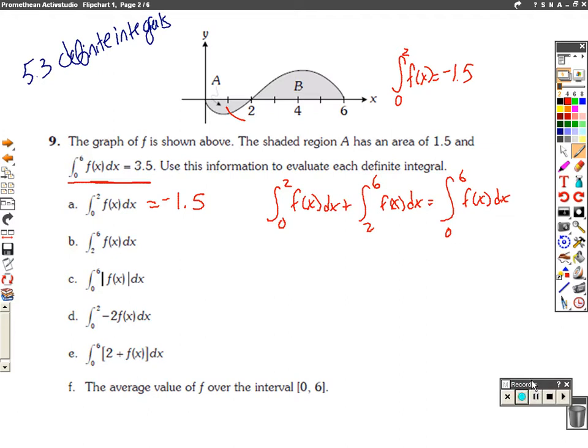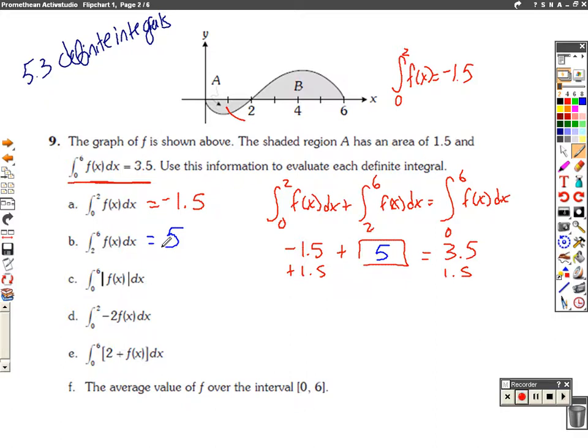All right, so let's plug in the numbers we know. We just said this was negative 1.5. This is the one we're looking for, so I'm just going to leave it blank for now. And we know it equals 3.5, because that was the other piece of information they gave us. So negative 1.5 plus something is 3.5. To get it, I'm just going to add 1.5 to this side, and that's just going to give us 5, right? So this number has to be 5, which says this integral has to be 5.